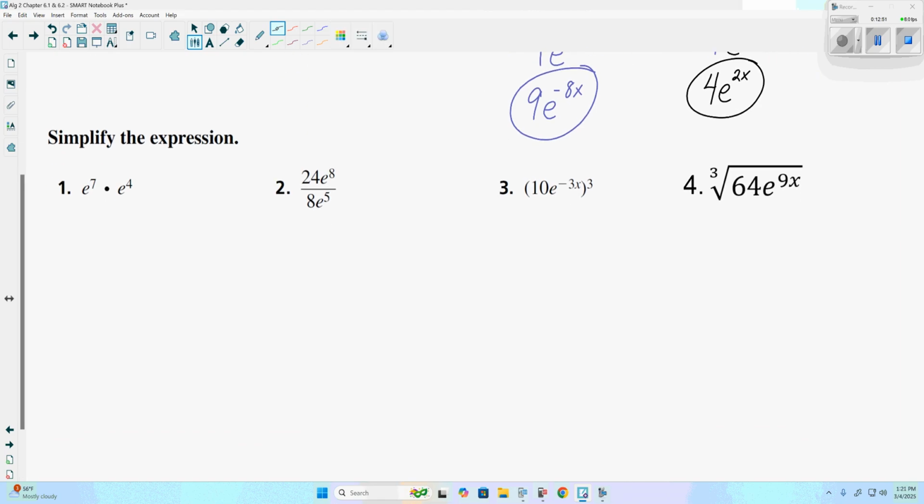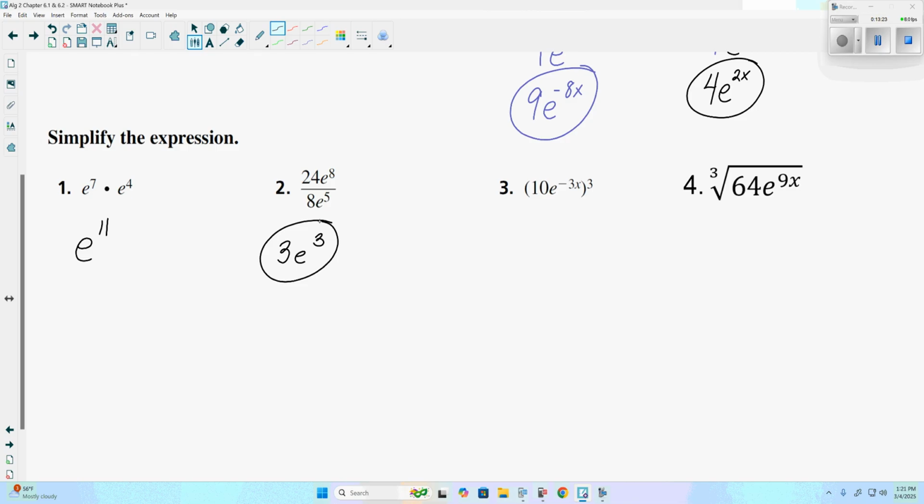Let's look at the next three. e to the 7 times e to the 4th would be e to the what? 24e to the 8th divided by 8e to the 5th. 24 divided by 8 is 3 over 1. e to the 8th over e to the 5th is going to be e to the 3rd, since it's bigger on top, it's going to stay on top. Questions on this so far?